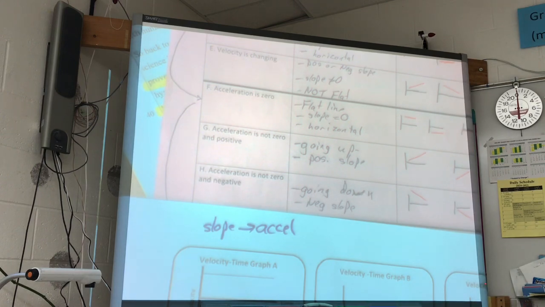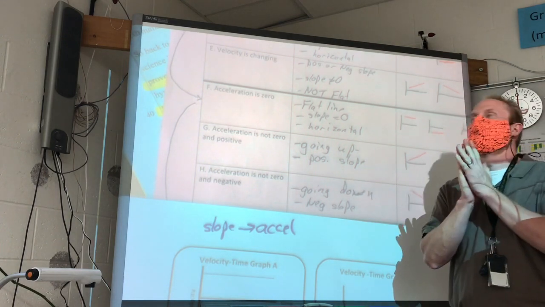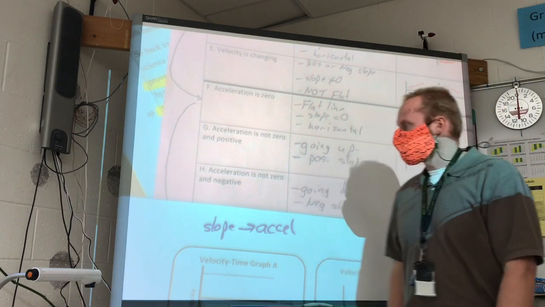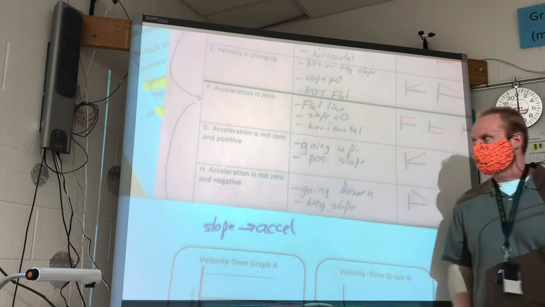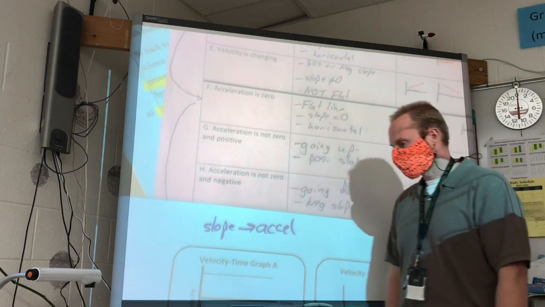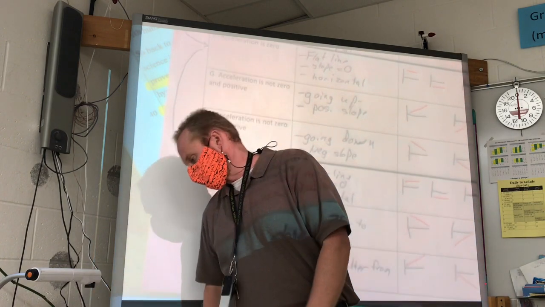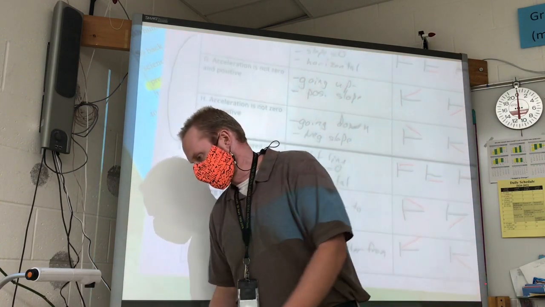In a position versus time graph, slope and velocity are interchangeable. They're two different things. It takes some practice. It's a mind shift. The slope of velocity versus time is acceleration. Position versus time, oh shoot, the slope is velocity, okay? So you have to make a mental shift. You gotta change gears. So you should be able to pick one of those.